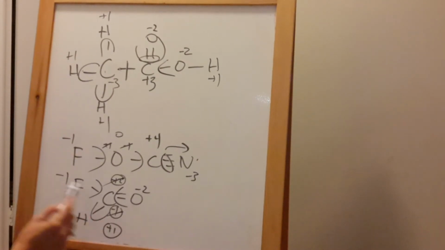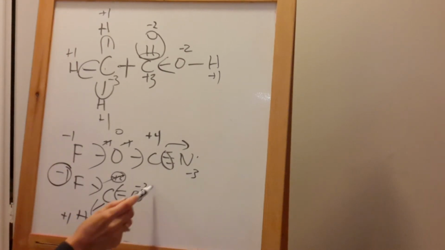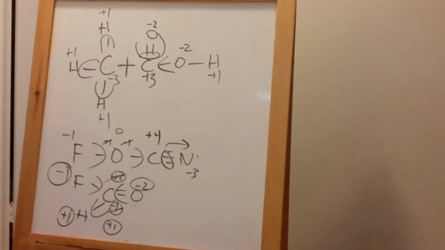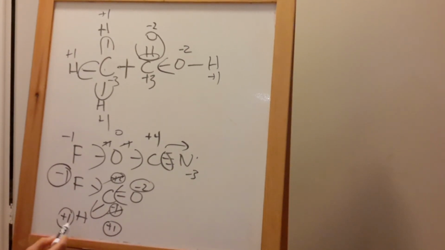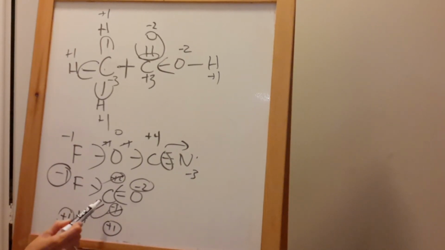Actually, I don't think I ended up finishing this one. So -1, and I can tell from the charges, -1 and -2 is -3. Hydrogen here is +1. We assigned a +1 to that carbon, so that's not correct because the charges don't balance. So let's take a look at that again. Fluorine will take from this carbon.